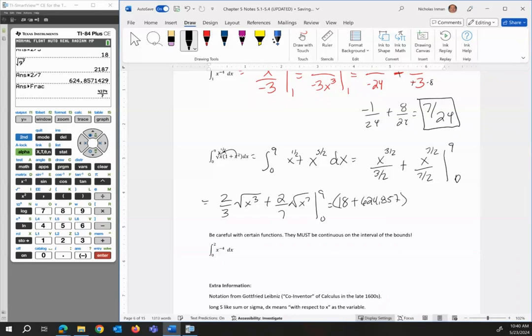So I plugged in 9 first. Then I subtract. I plugged in 0. Well, that's really easy. 0 cubed is 0 times 2/3. That's 0. 0 to the 7th square root times 2/7 is 0. So really my answer is just 18 plus this fun decimal.